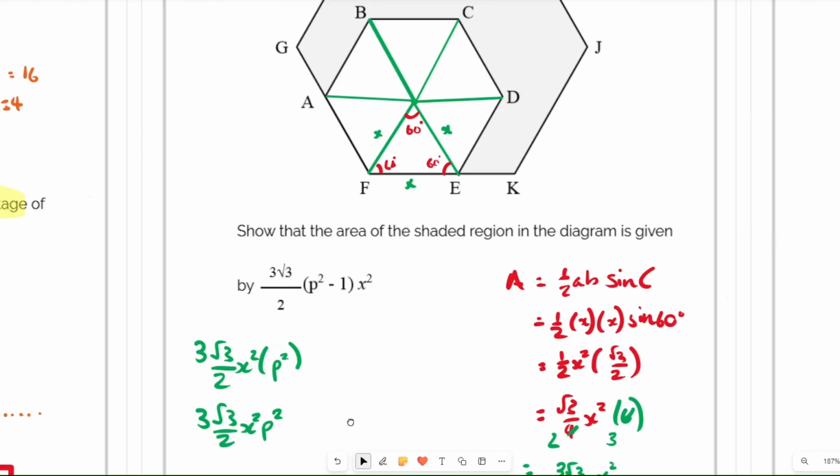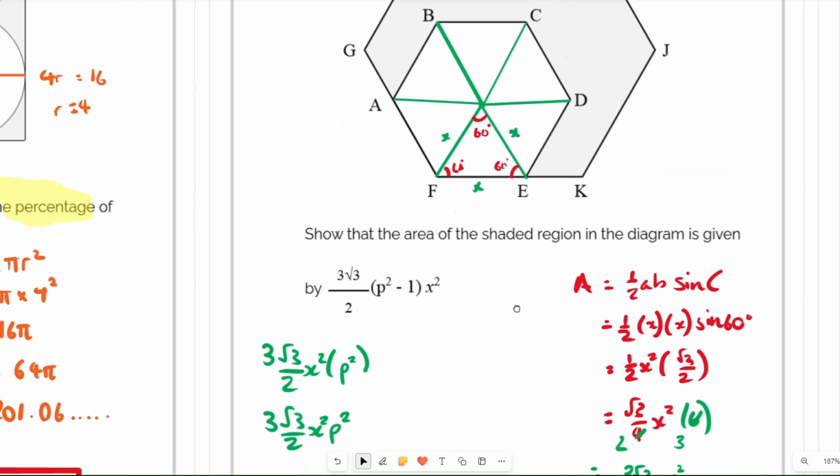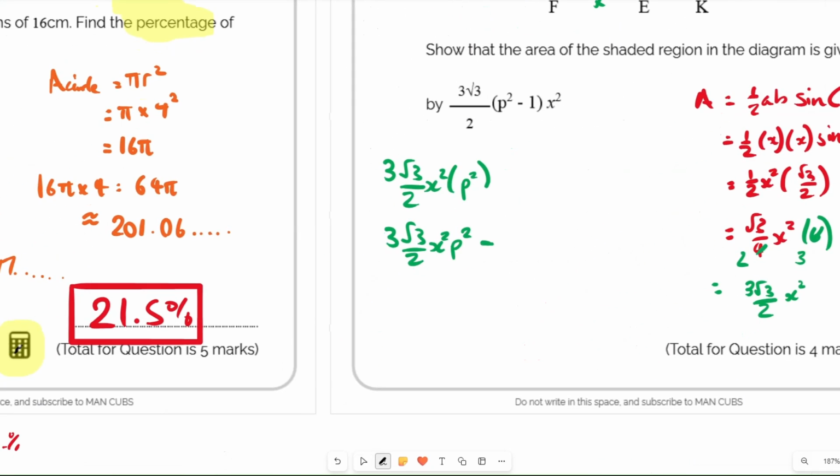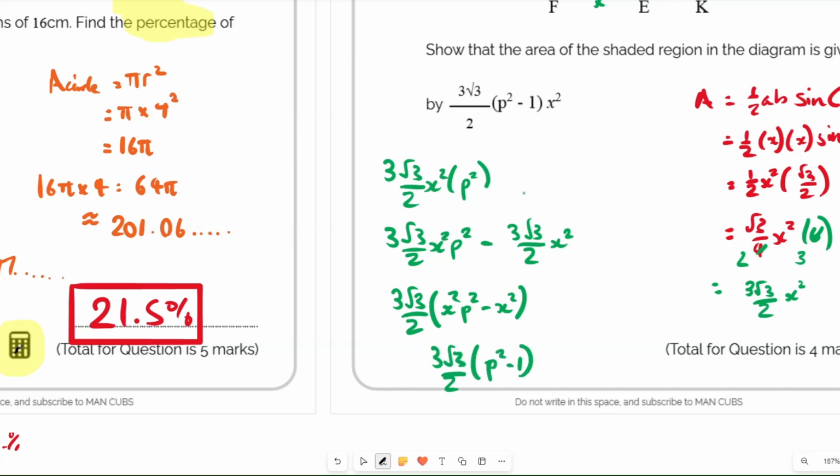And the shaded area is going to be that whole thing here, subtract that little hexagon there. So it's going to be minus 3 root 3 over 2 x squared. But that's not really the form they want it in, is it? But look, there's some brackets, so maybe we could factorize something. We can take our factor of 3 root 3 over 2, so let's do that. And then we end up with x squared p squared minus x squared. And then we've got x squared common in both terms, so we can take that x squared out. It wants us to put it at the end though, so it's just going to be p squared minus 1, and then x squared right at the end. And that is our final form.